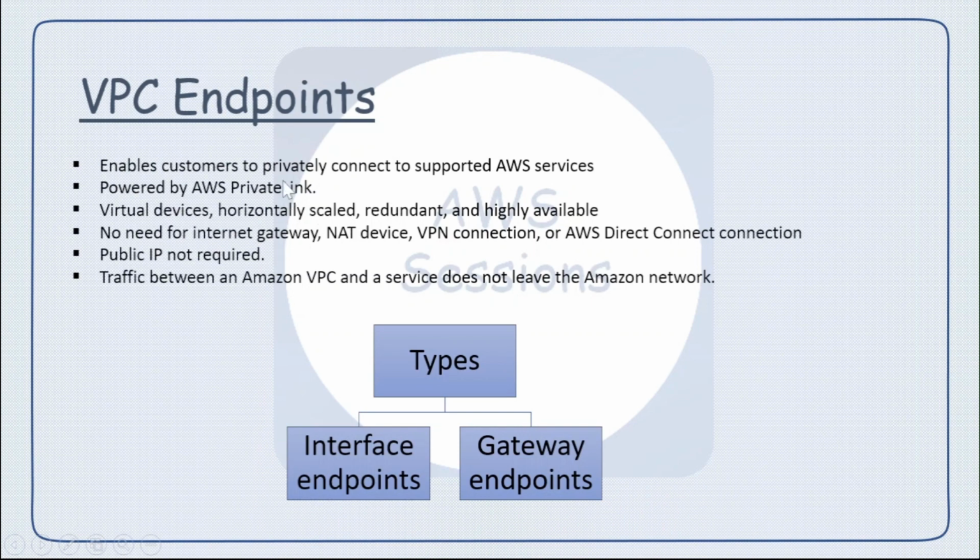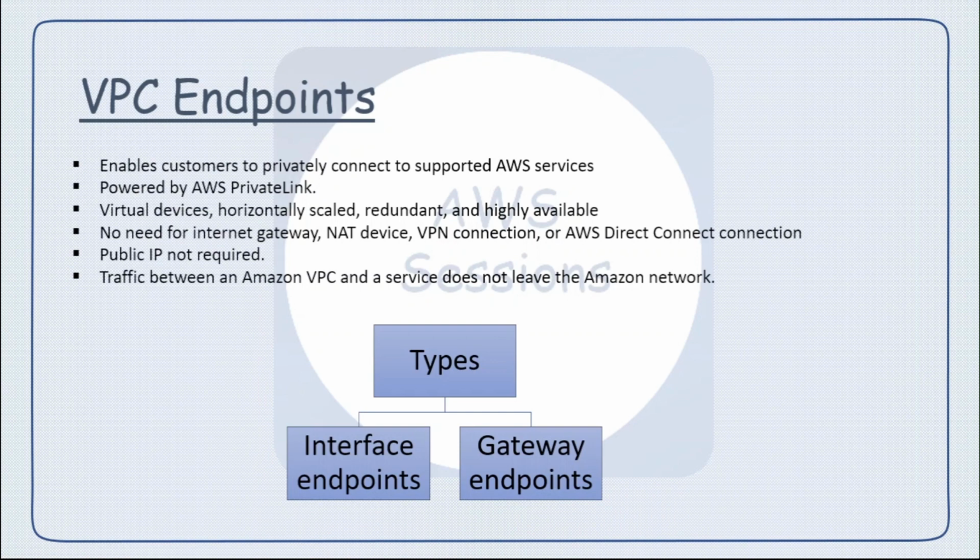In order to connect to outside services, we do not need any NAT gateway, internet gateway, or VPN connection. Everything is done by VPC endpoints. On top of that, we do not need a public IP associated with the instances. With the private IP itself, we can communicate with the AWS services. And as I said, the traffic stays within the Amazon network.